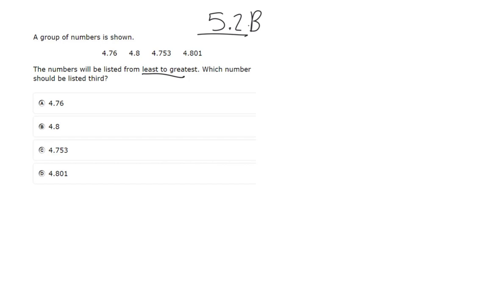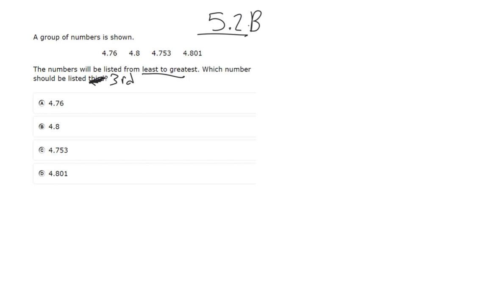A group of numbers is shown. You have 4 numbers here: 4 and 76 hundredths, 4 and 8 tenths, 4 and 753 thousandths, 4 and 801 thousandths. The numbers will be listed from least to greatest. Which number should be listed third? Oops, sorry about that. Scratch it out. It's supposed to be third. Let's go ahead and look at that.